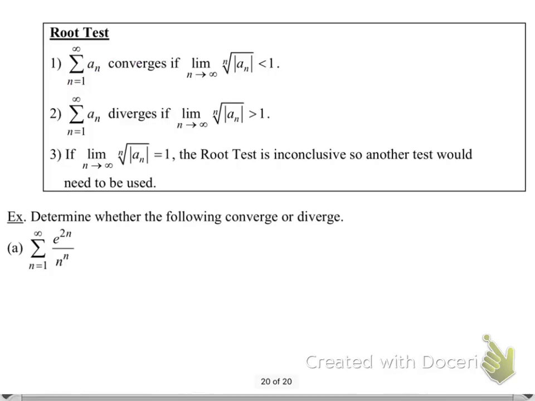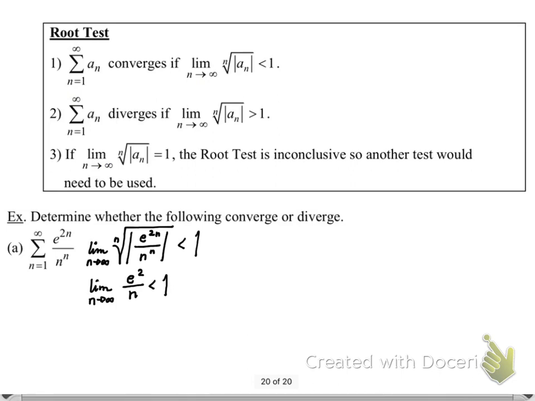The root test works similarly, where the series converges if the limit of the absolute value of the nth root of a sub n is less than 1, and it diverges if the limit as n approaches infinity of the nth root of a sub n is greater than 1. But if that limit equals 1, the root test is inconclusive, so another test would need to be used.